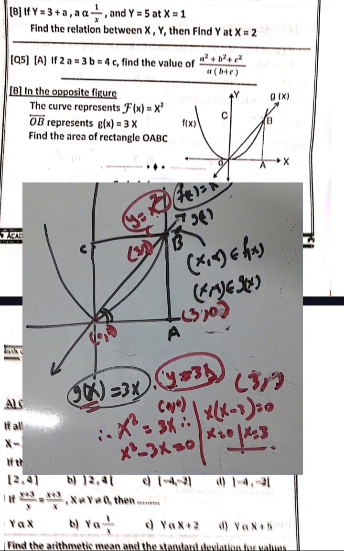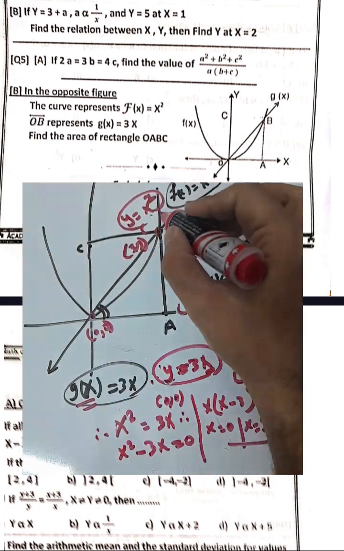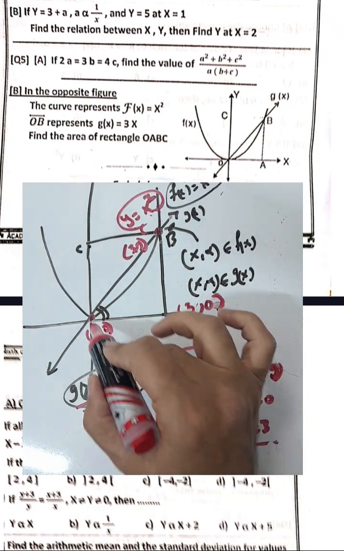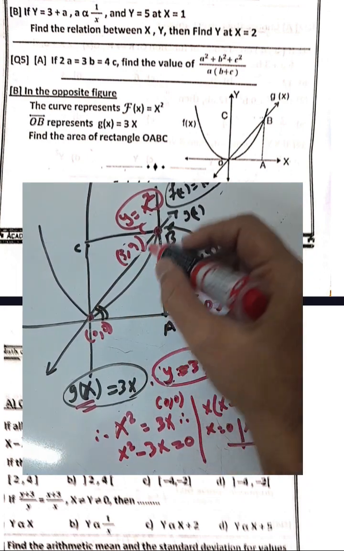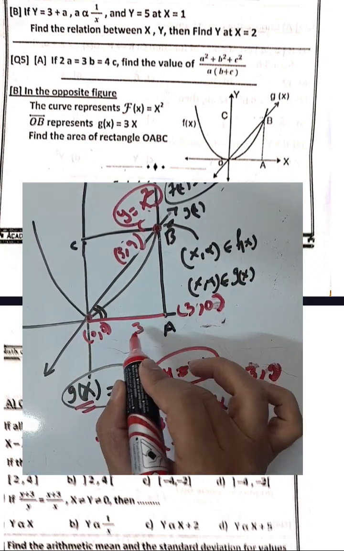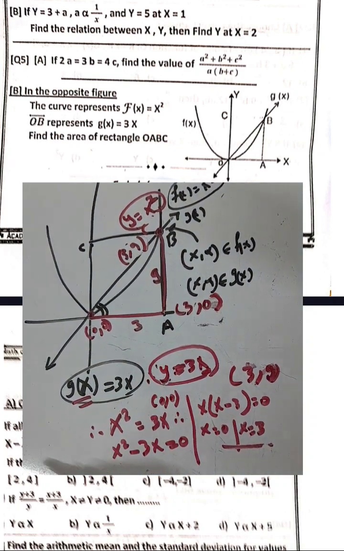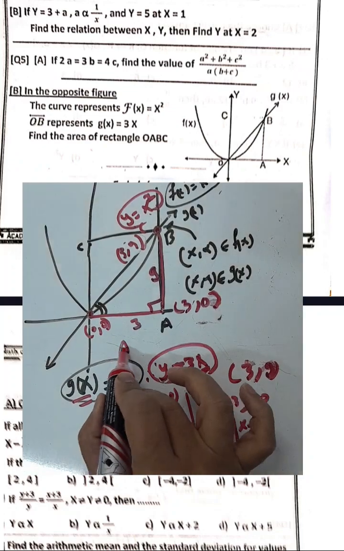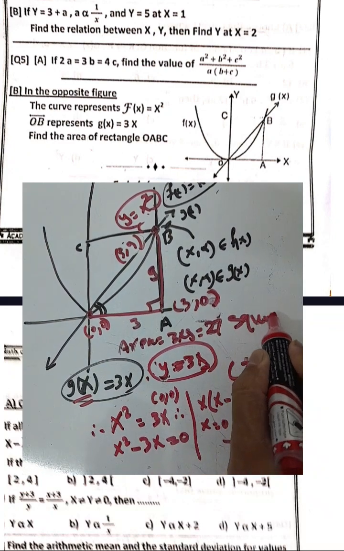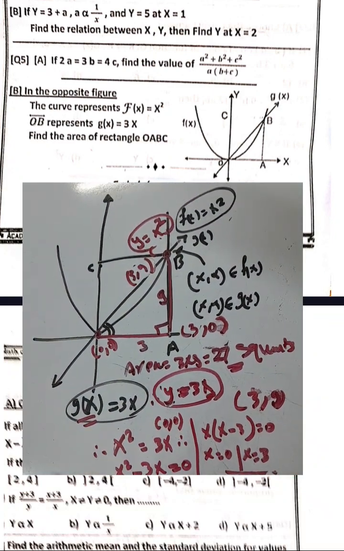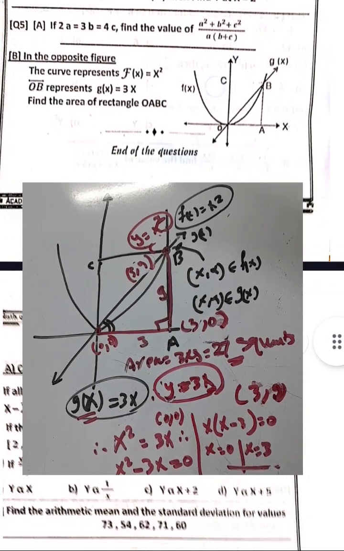Okay, again. This point will be 3 and 9, because the curve and the straight line touch at 2 points. The first will be 0 and 0, and the second point will be 3 and 9. It's clear with you? It means this side length will be 3, and this side length will be 9 units. And then we can find the area of the rectangle: length times width. Then the area will be 3 times 9 equals 27 square units. Okay, the area will be 27 square units. It's the last question. Understood?